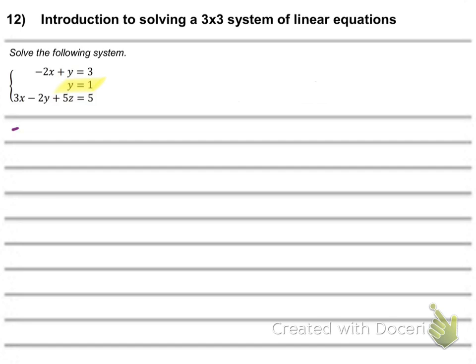So I have negative 2x plus 1 is 3, right? They said y equals 1, so I'm replacing the y with 1. Well, now I can solve that for x, right? I would subtract 1 from both sides, so negative 2x is 2. Dividing both sides by negative 2, x is negative 1.